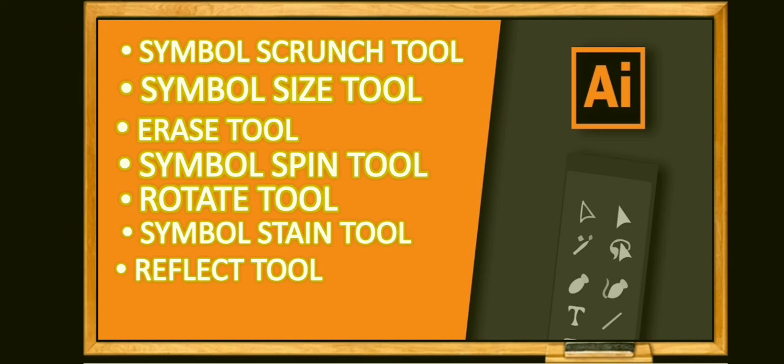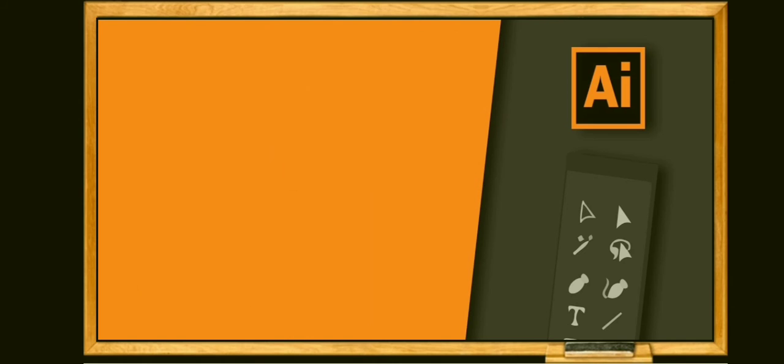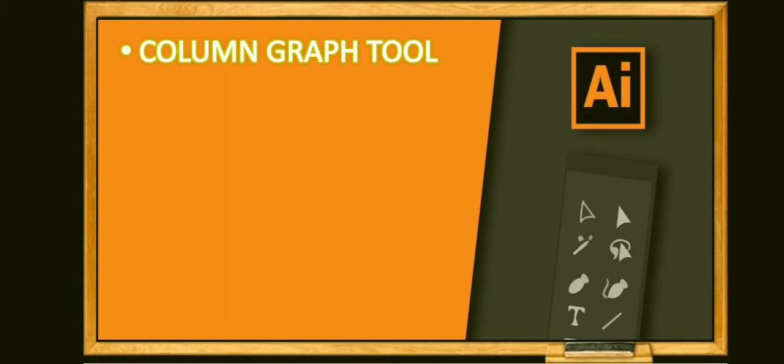Next is the reflect tool. Reflect tool flips objects over a fixed axis. Next is the symbol screener tool. It applies opacity to symbol instances. Next is the column graph tool. It creates graphs that compare values using vertical columns.